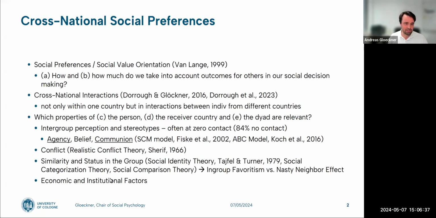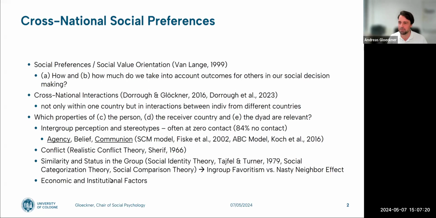Then we take into account conflict theory, realistic group conflict, so the direct conflict between the countries. We also take into account similarity and status in the group. This is a long tradition in social psychology. From social identity theory, we already know the classic prediction: you would probably be more pro-social to people from the in-group than to the out-group. And this is found in many theories, many experiments. Interestingly, from other theories like social categorization theory, you could also make the opposite prediction, that you are more competitive to the in-group, or perhaps even more competitive to more similar people as compared to dissimilar people. But the standard finding is in-group favoritism.